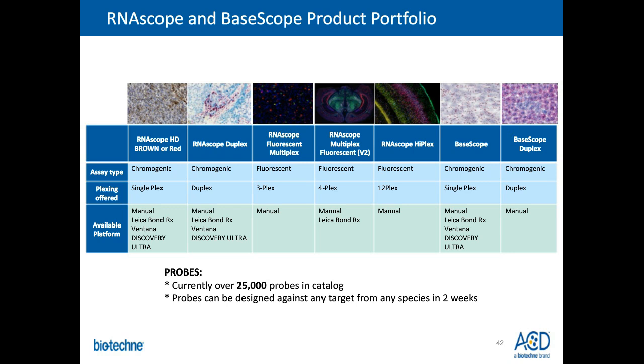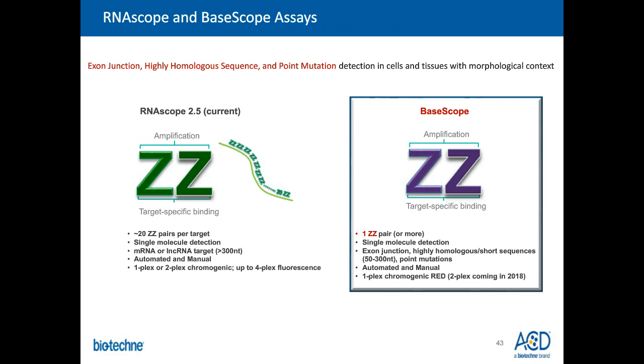The two major assays that we offer are the RNAscope assays and the BaseScope assays. The RNAscope assay is mainly for targets that are over 300 nucleotides in length, and the probes that we design are normally a pooled probe of 20 ZZ pairs. The BaseScope assay is a more specialized assay that was designed to detect targets like splice variants, highly homologous sequences, and point mutations. And the probes that we give here are normally smaller in size, at 1 to 3 ZZ pairs in length.